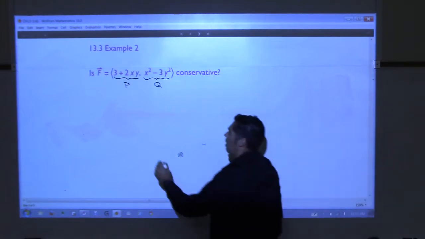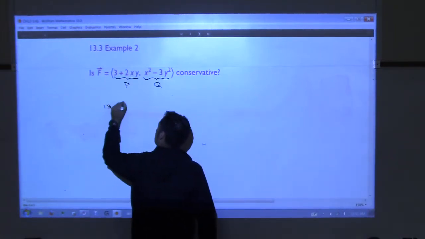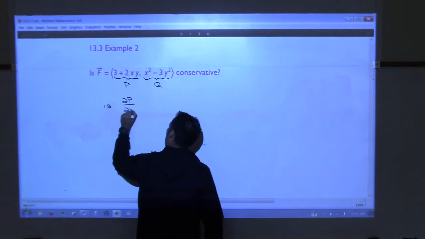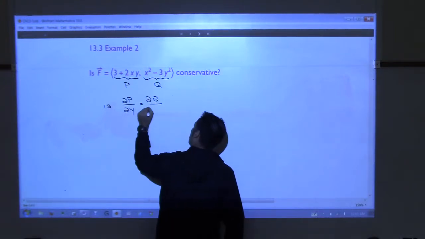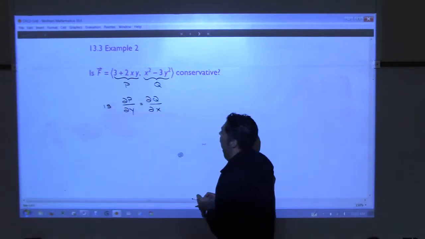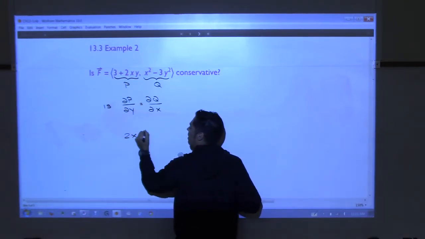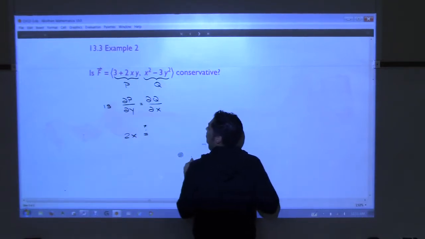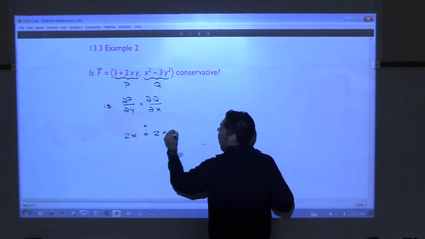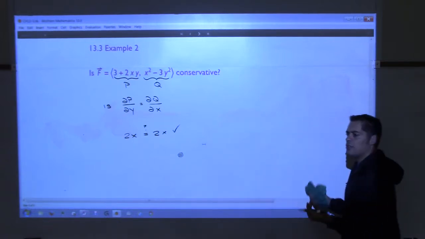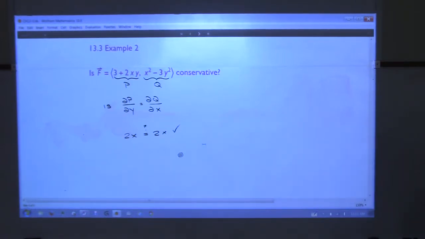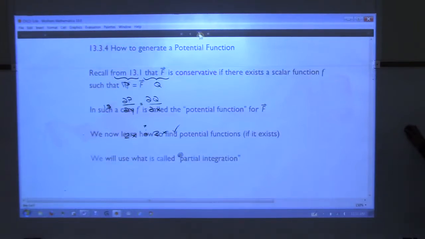So what I need to check right now is, is the partial of p with respect to y equal to the partial of q with respect to x? Is that true? So what is the partial of p with respect to y? 2x. Is that equal to the partial of q with respect to x? Yes. Check. What does that mean? It's conservative. That's pretty straightforward, isn't it? Isn't that a nice little theorem? I think so. It's a simple way to check whether or not you have a conservative vector field.